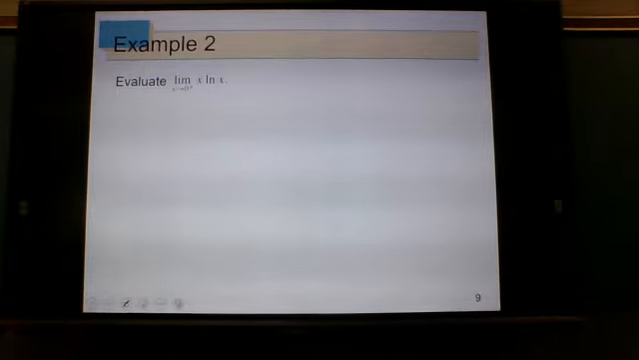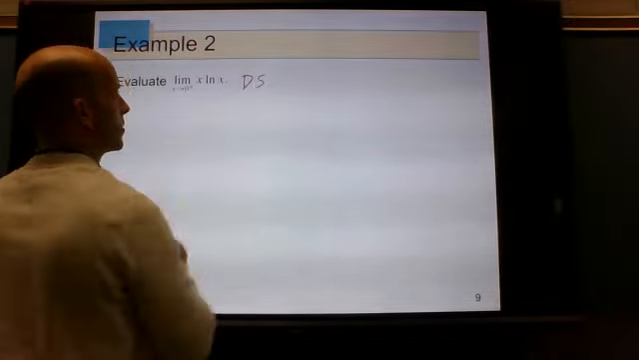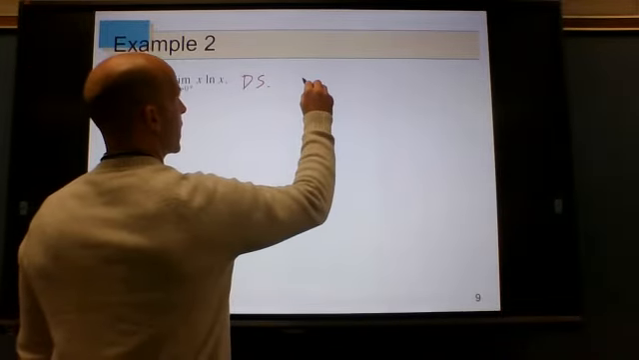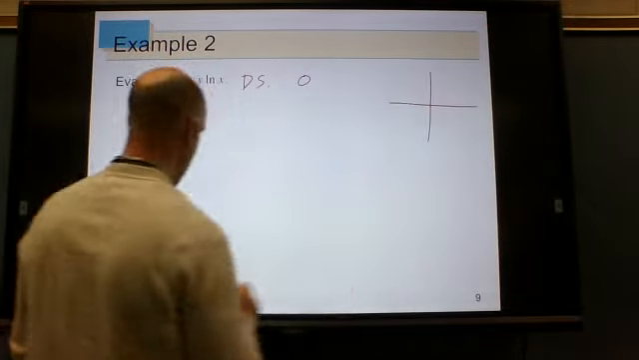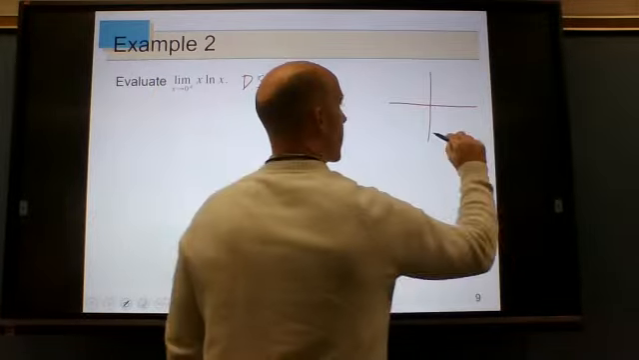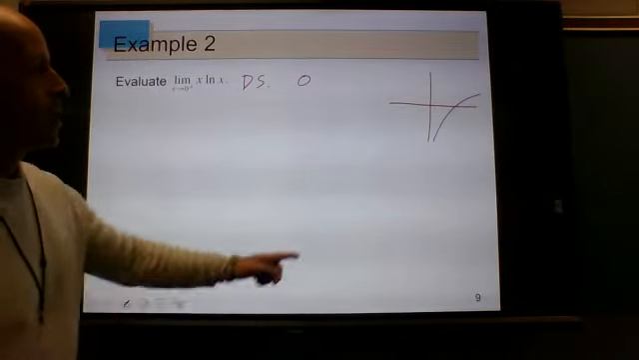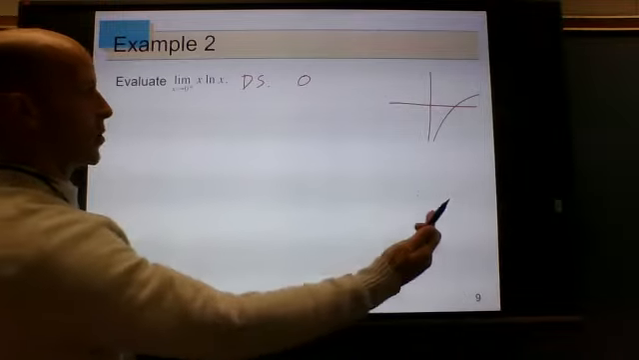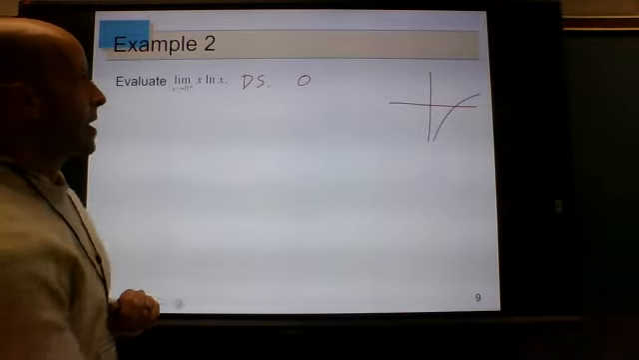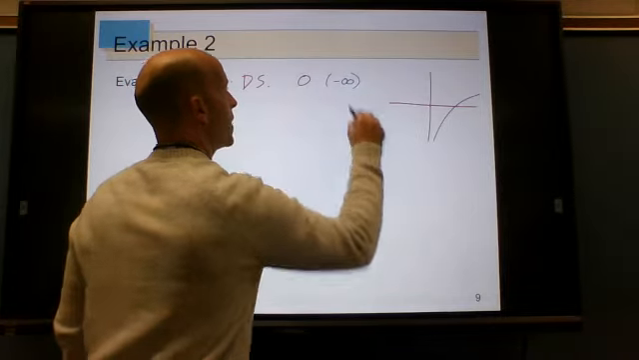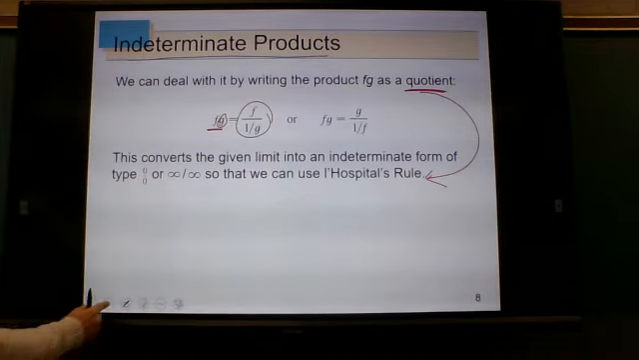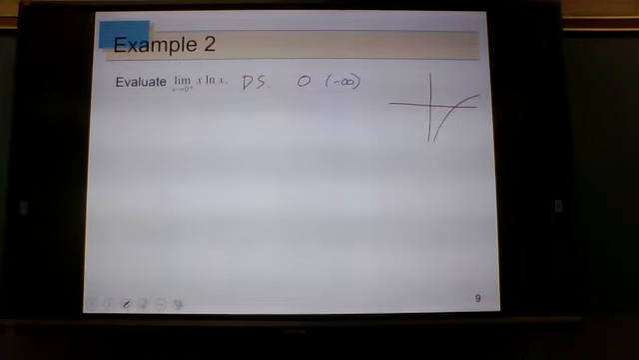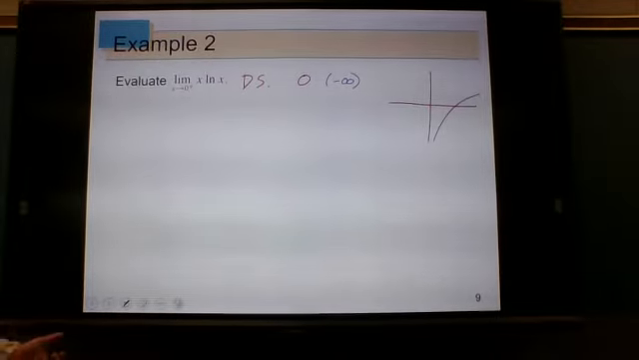Example number 2 says the limit as x goes to 0 plus of x ln of x. So let's do a direct substitution here. We're basically going to get 0 times, and now what is ln at 0 plus? Well, if you think about the ln function, which I'll sketch the graph of right here, where does ln go as we get closer and closer to 0 from the right-hand side? It's going to be negative infinity. So that's going to give us an indeterminate product, and since this is an indeterminate product, we have an issue here.